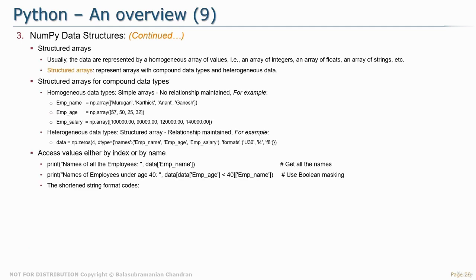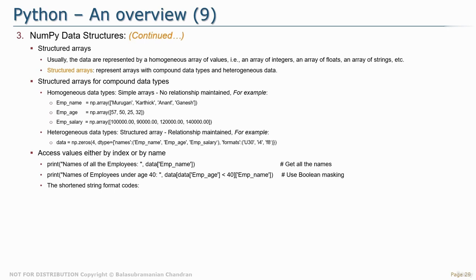Structured arrays. Usually, the data are represented by a homogeneous array of values, that is, an array of integers or an array of floats or an array of strings, etc. Structured arrays represent arrays with compound data types and heterogeneous data. Structured arrays for compound data types.